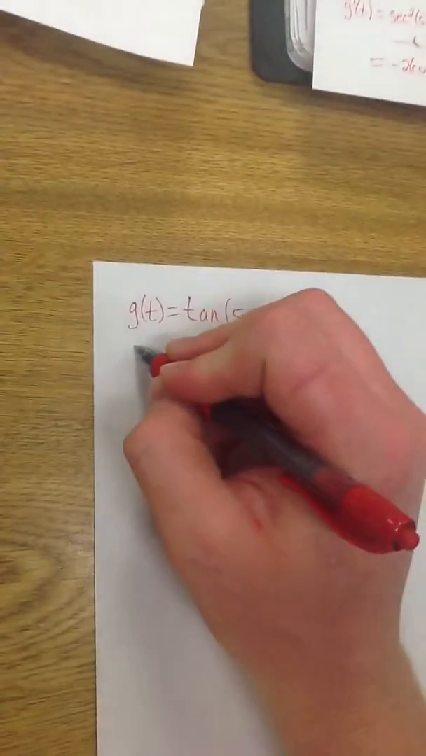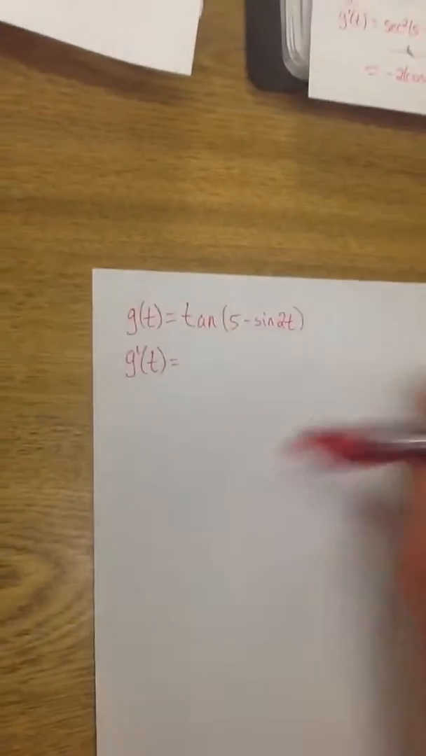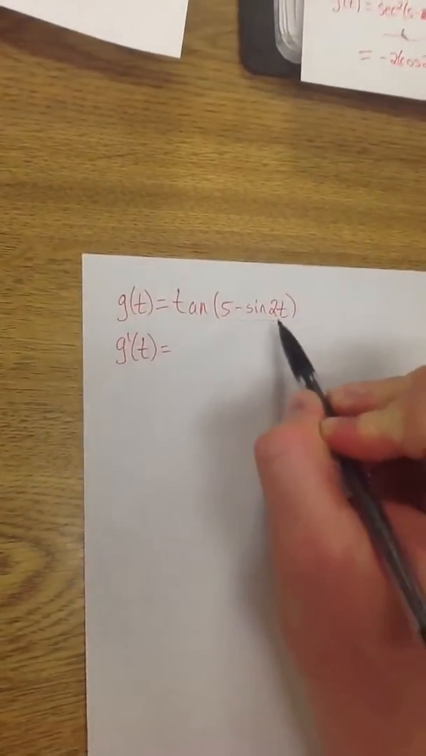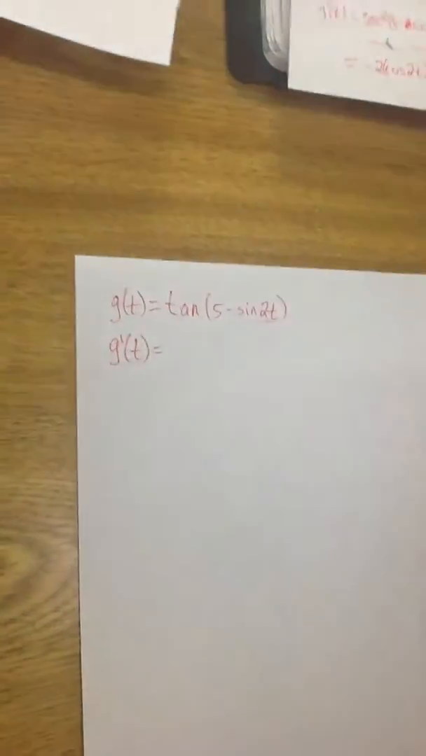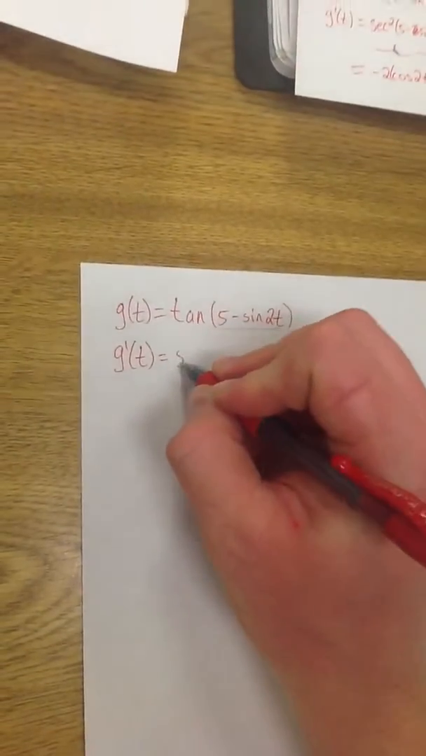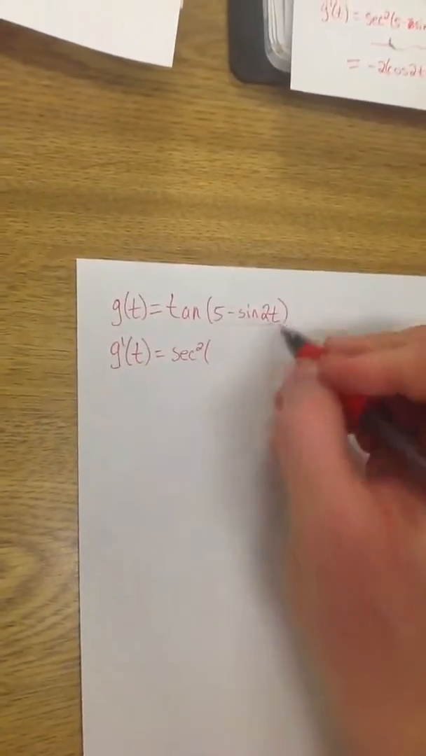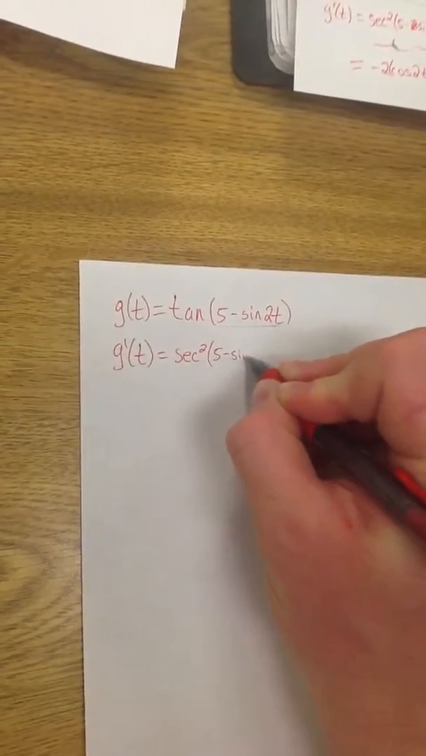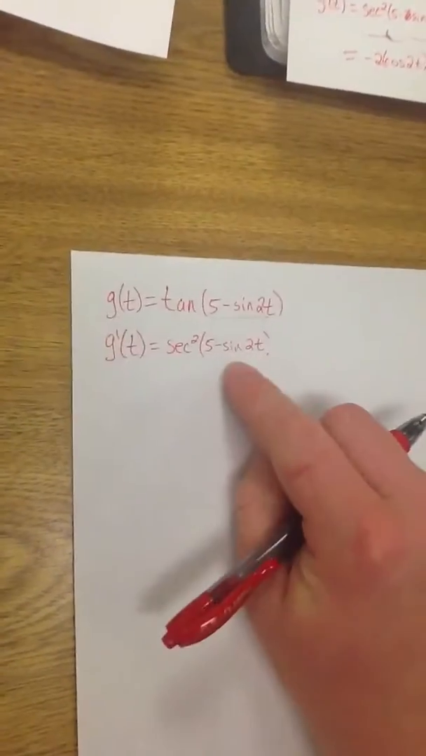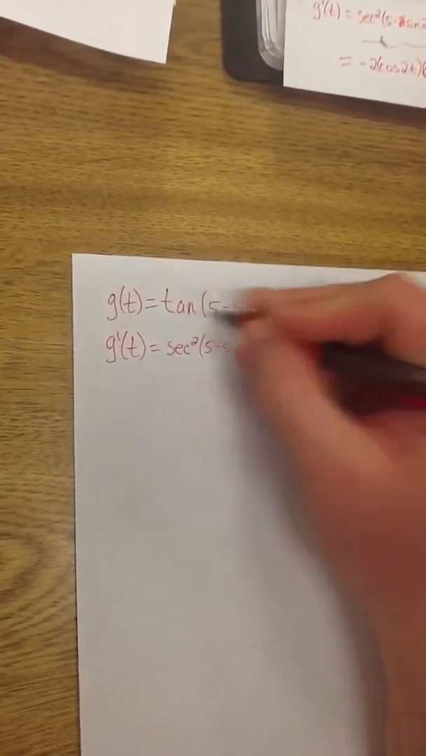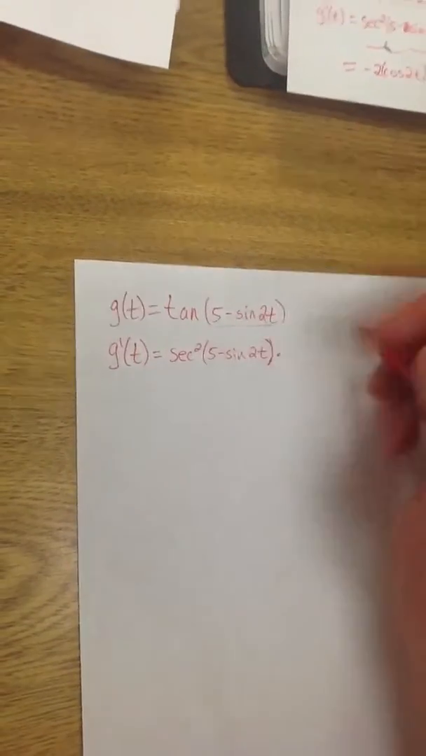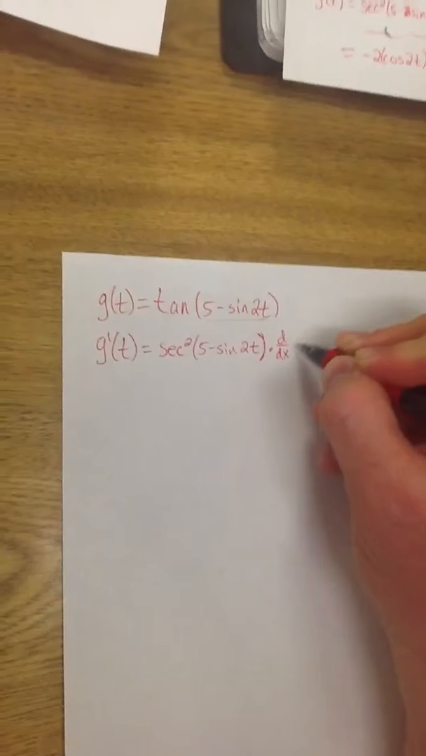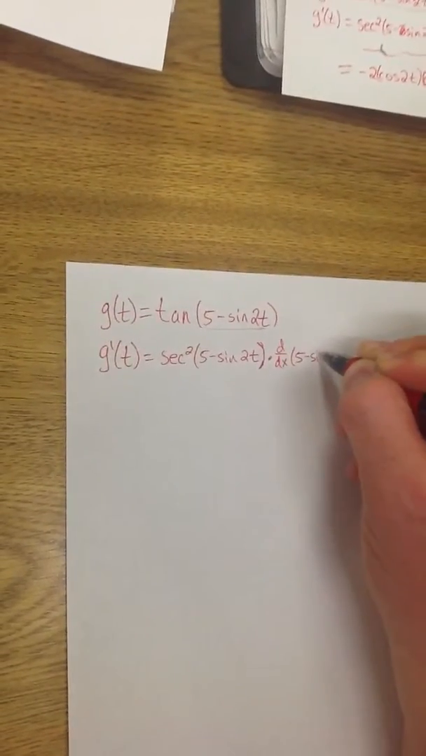So I'll start. The derivative of g of t is, so here is my inside here. If I ignore that, the derivative of just tan of x is secant squared. So I'll have secant squared of all this stuff left in there. And then I remember I have to multiply the derivative of my outside times the derivative of the inside. Well, the derivative of the inside, I don't know that. So I need to take the derivative of the inside.